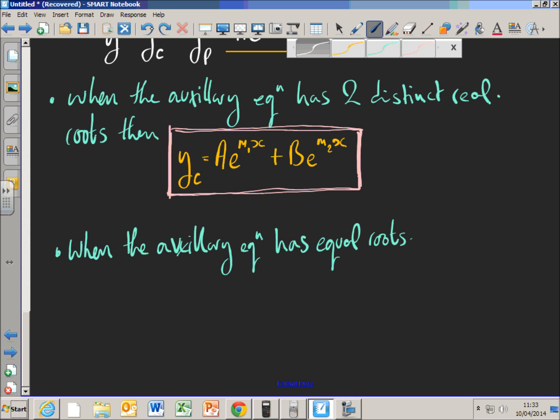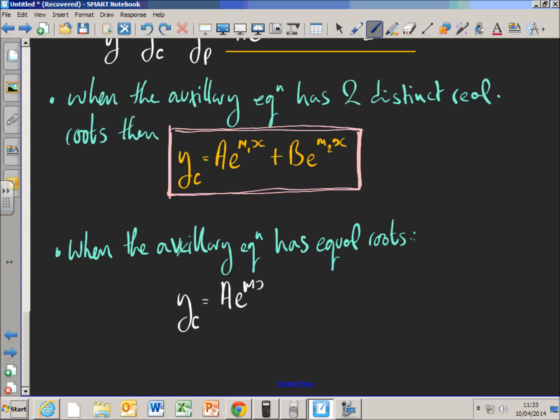What's the slightly different form when it has equal roots? Yes, it's Ae to the mx, plus Bxe to the mx. We stick that x in. It's like those other ones we do, where if you've already had the e, you want to chuck an x in there. And if you've already had an xe, chuck an x squared in there. Everyone happy with that?